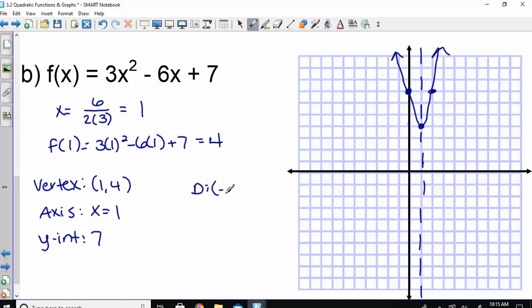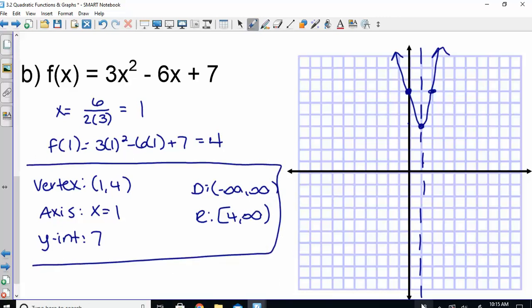Domain. Range. 4 to positive infinity. You guys do C.